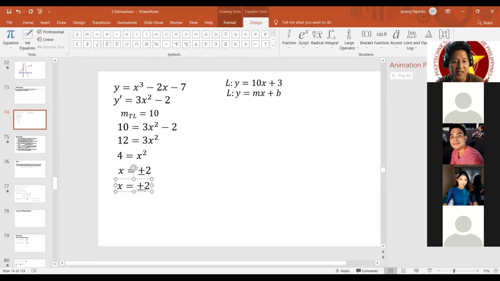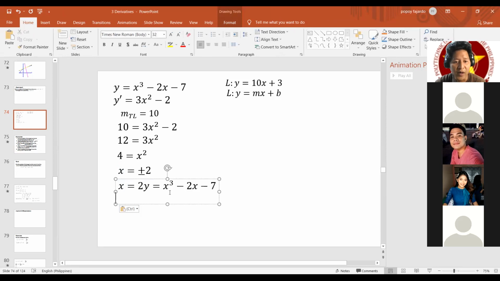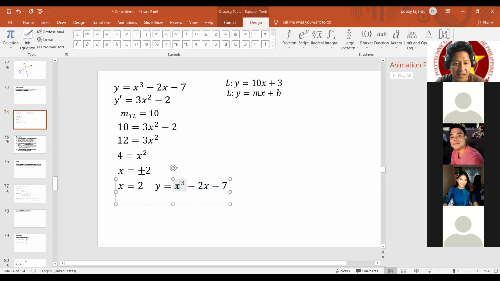So kunwari, when x is +2 muna, ano yung magiging value ng y? We just have to substitute it in here. Got it? So when x is 2, y here will be what? Palitan natin ito ng 2. Ito rin magiging times 2. Minus 7. So 2 cubed will be 8 minus 2 times 2, so that would be 4. So 8 minus 4 would be 4. Minus 7. So this will be -3.